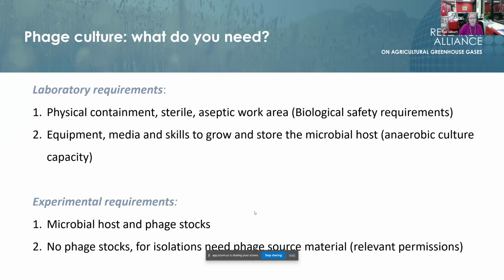Your experimental requirements, you'll need a microbial host and some phage stocks. If you don't have any phage stocks, you need to do isolations to get some. And for that, you'll need some phage source material, and if you're working with rumen samples, that will include all the relevant permissions to obtain them.